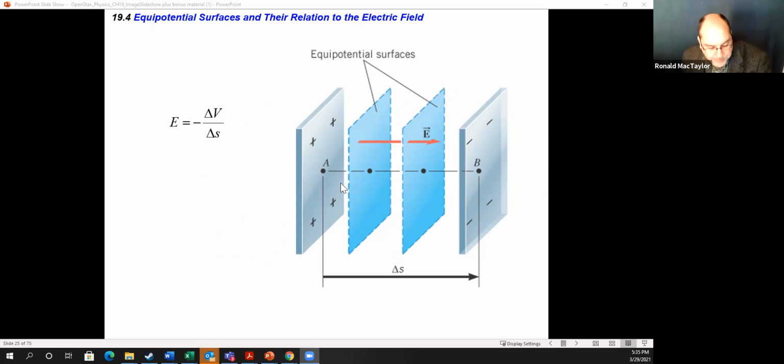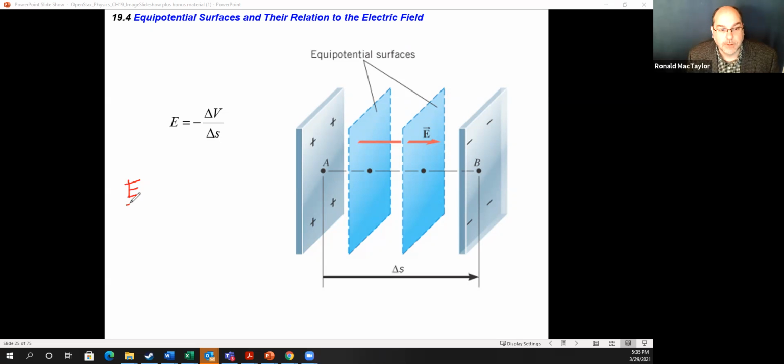We have these two parallel metal plates, one with positive charge, the other with negative charge. The energy difference between the two plates is going to be the voltage difference, and the electric field is going to be the voltage divided by the separation distance between the two plates. So volts per meter is electric field. This is a good one to know. It may come in handy sometime.